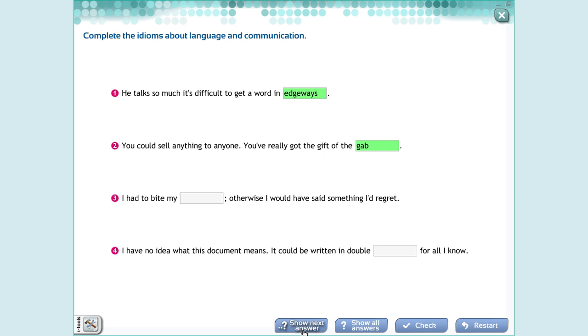I think Julian in our group has the gift of the gab. I had to bite my, otherwise I would have said something I regret. I had to bite my tongue. It's like stop talking. I have no idea what this document means. It would be written in double Dutch for all I know. Dutch, it's the language that they speak in the Netherlands. It's similar to German, but it's not German. So it must be hard, but imagine in double Dutch, harder. Okay.